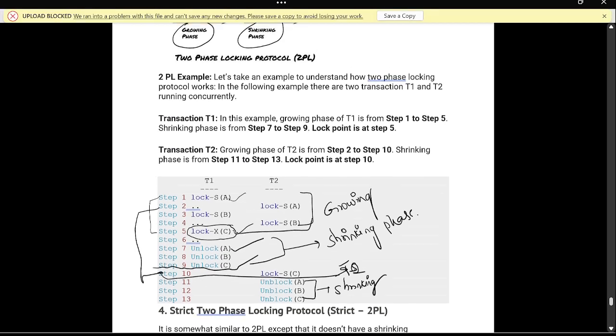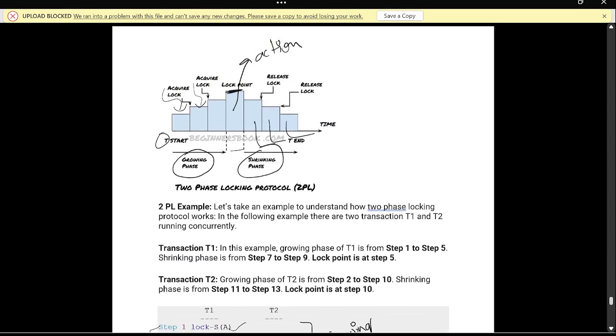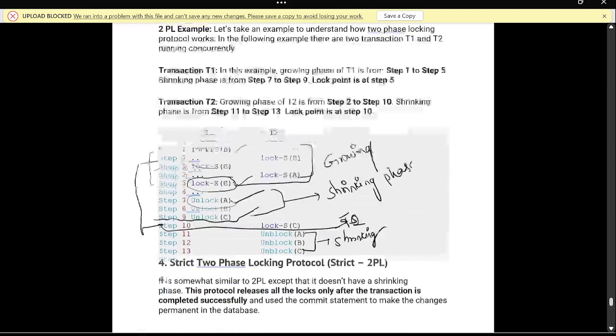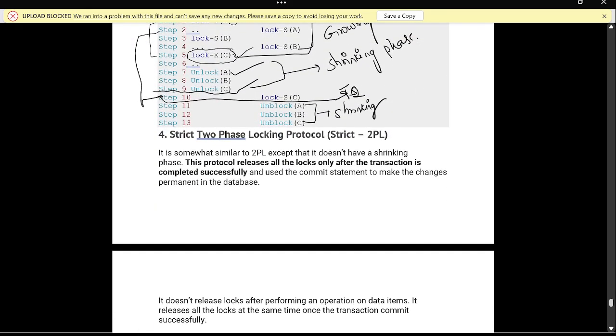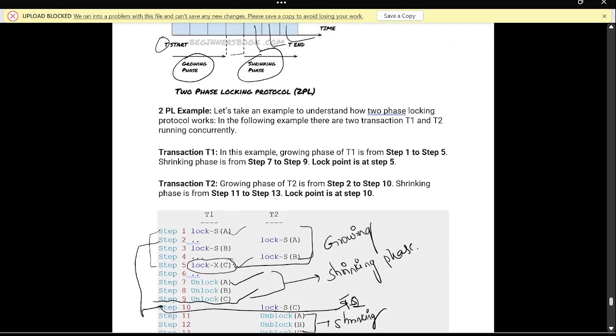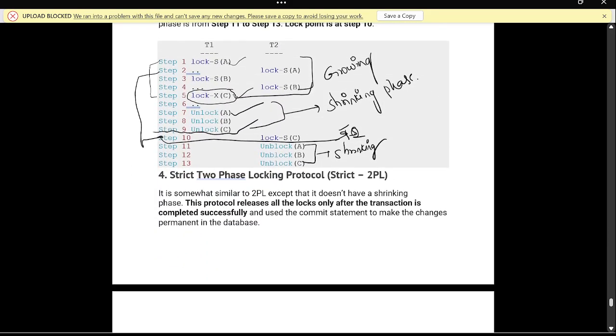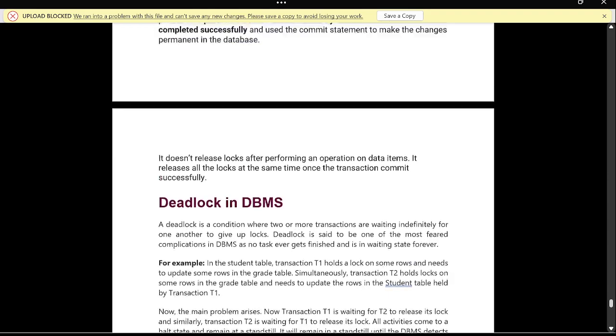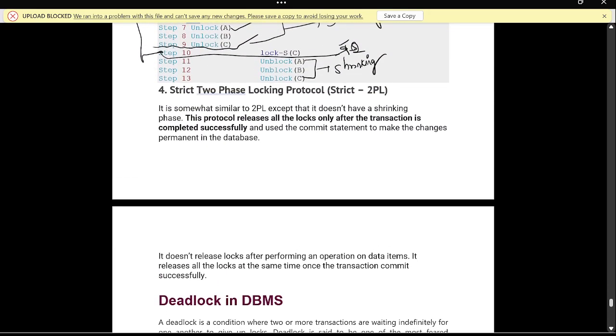Okay, these are the two phases, but the third is the lock point, where we are going to perform some actions. This is the two-phase locking protocol, and those are the phases which we are going through. And the fourth one is the strict two-phase locking protocol. Let's see the theory part first. It is the same as the two-phase locking protocol, but there are minute differences.